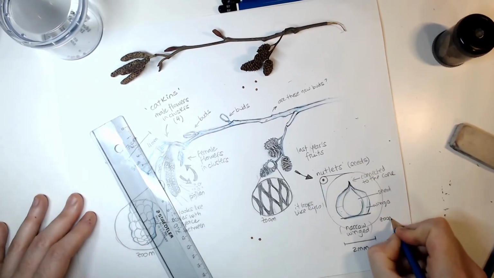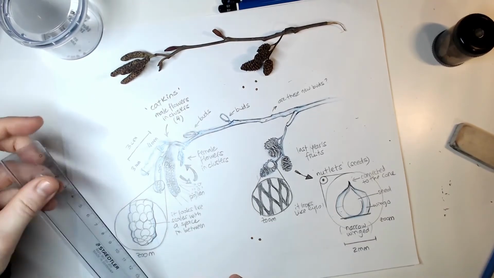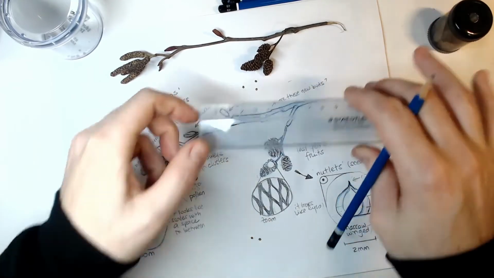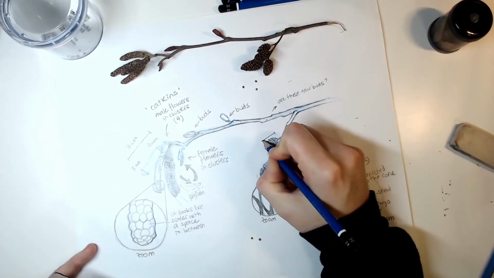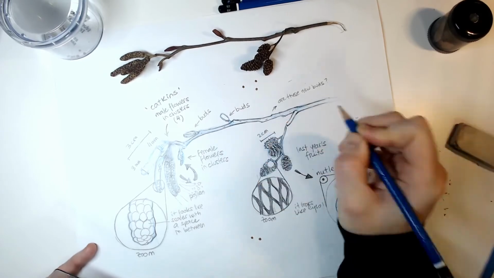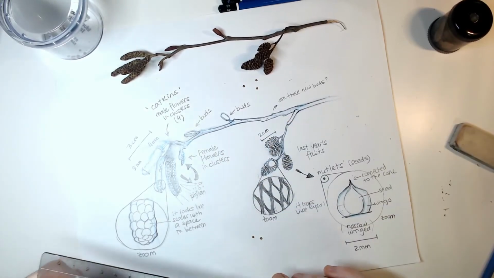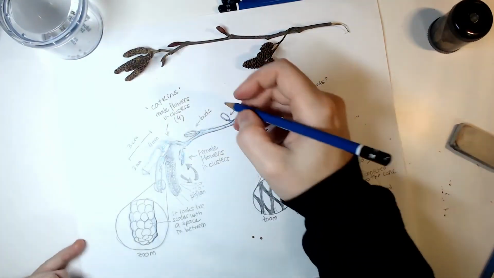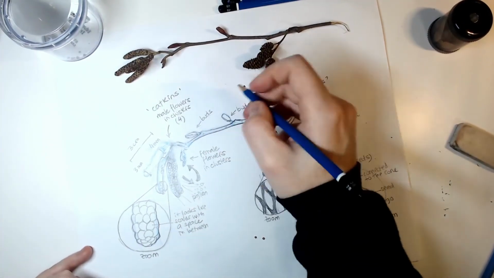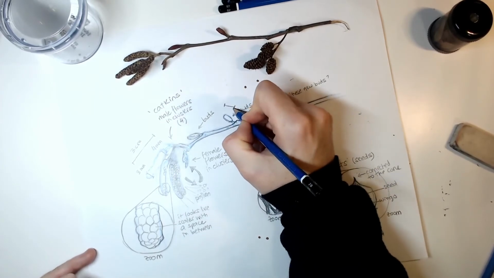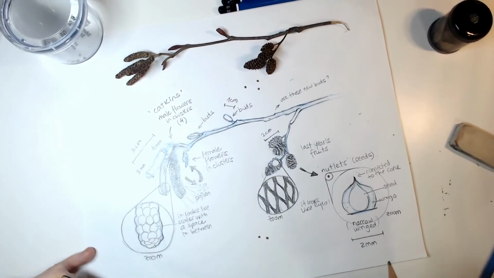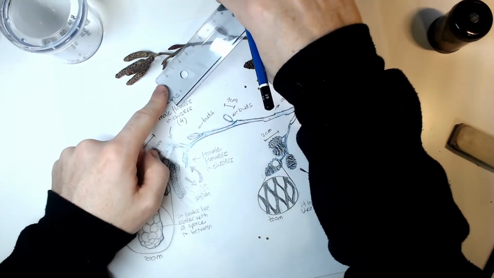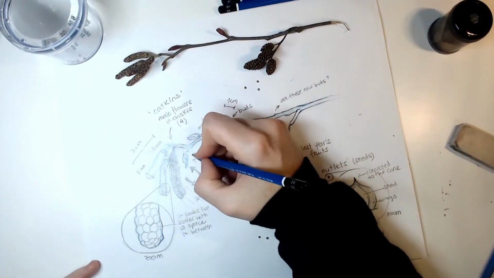This is zoom. And I'm gonna measure more things because I haven't measured how long these little cones are. It's 2 centimeters. The fruits from last year are 2 centimeters. The buds are 1 centimeter. Let's put this here. And let's measure the female flowers. It's 1 centimeter.